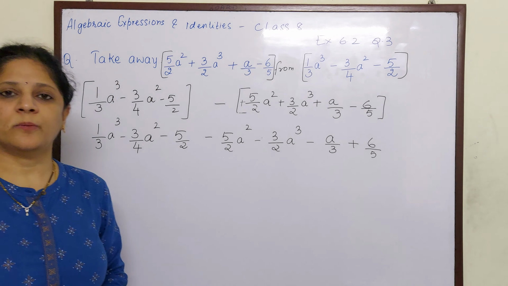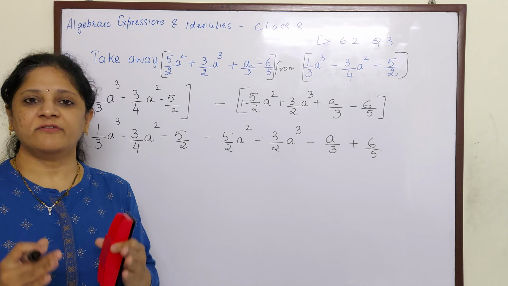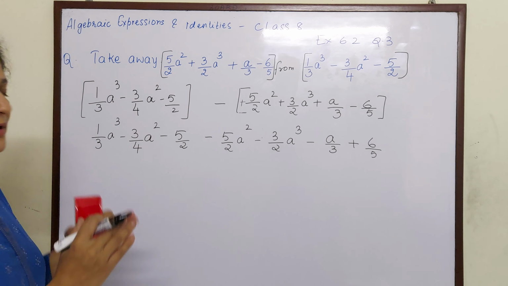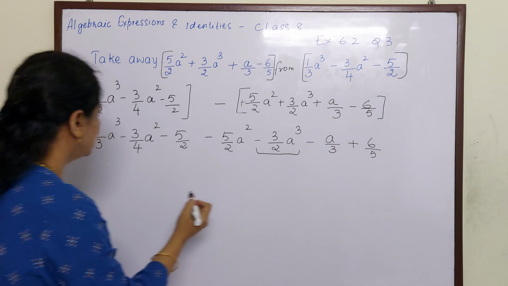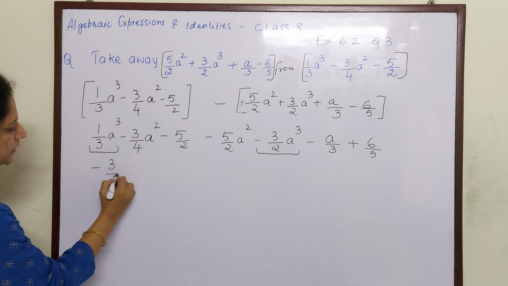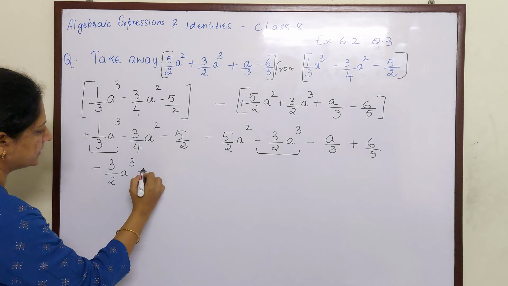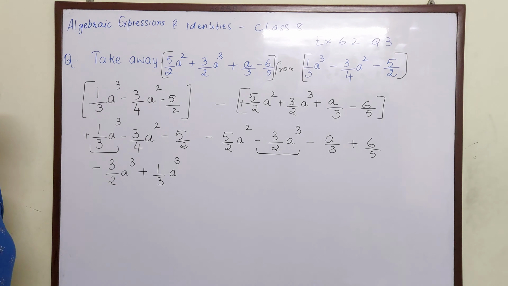Now our next job is to bring the like terms together. That means whatever variables are the same with the same powers, we will bring them together. So let us bring them in descending order. We will start with a cube. Here we have a cube, minus 3 by 2 a cube, and this no sign means plus sign, plus 1 by 3 a cube. So we have finished with a cube.